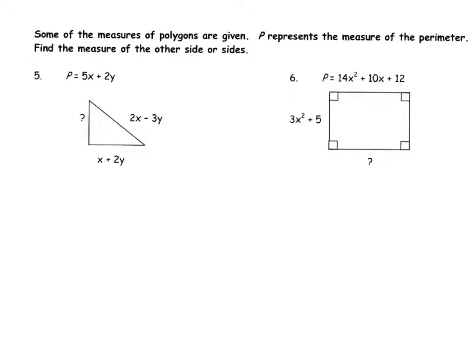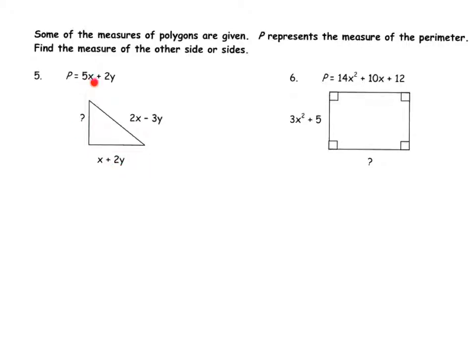All right, so now we're going to apply the skills that we're learning to some geometry problems involving perimeter. It says some of the measures of polygons are given. P represents the measure of the perimeter. Find the measure of the other sides. So here I have the perimeter of this triangle, and I have 2 sides, and I need to find the missing side. So there's 2 ways to do this.